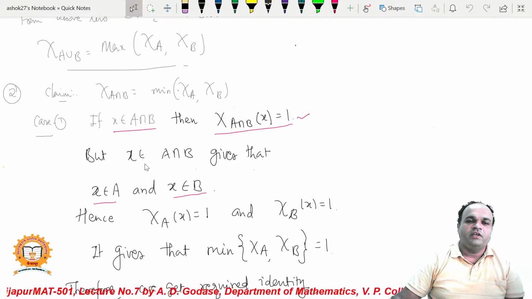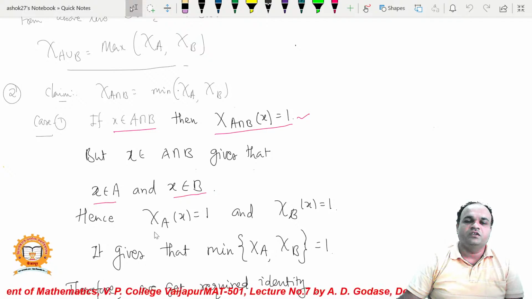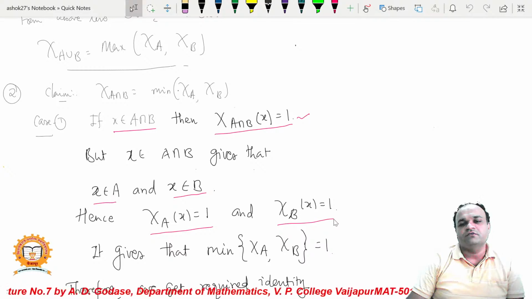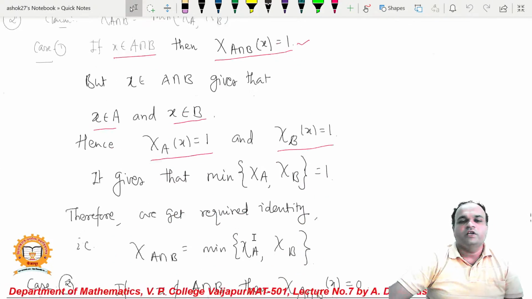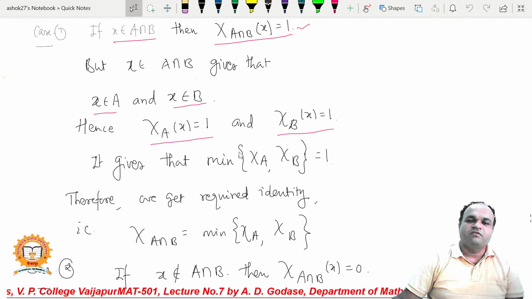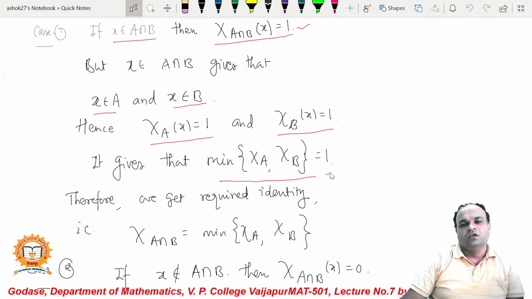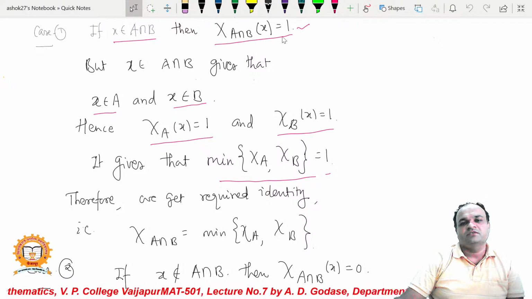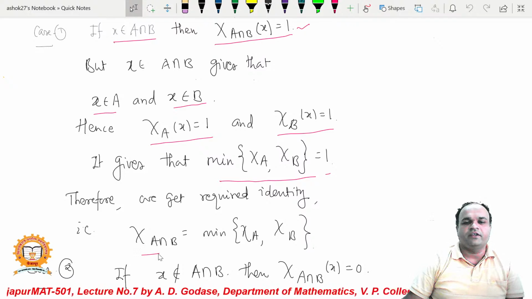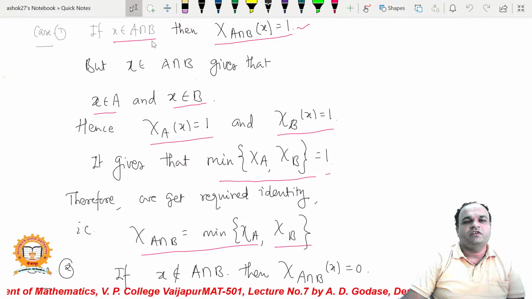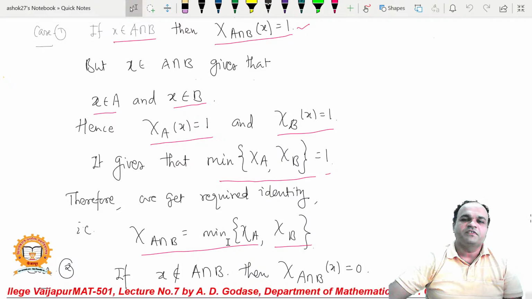And what we get from X belonging to A intersection B: X is an element of A and X is an element of B. So it gives that chi of A of X equal to 1 and chi of B of X equal to 1. So both are equal to 1. Therefore their maximum value will be 1. So maximum of chi of A and chi of B will be 1. Already chi of A intersection B is 1. So you will get equality. So that is the first case, if X is an element of A intersection B.